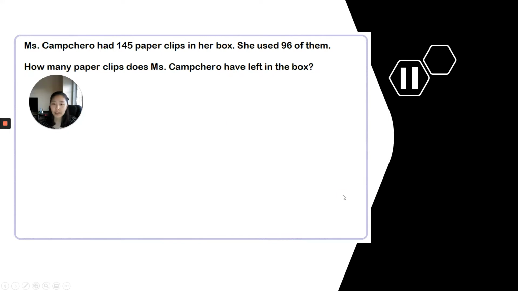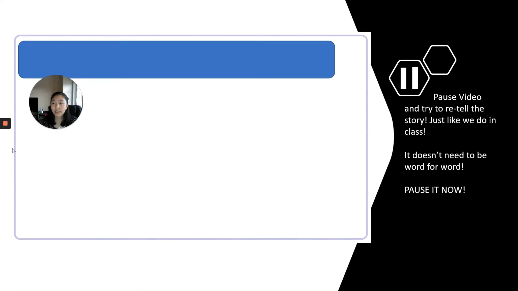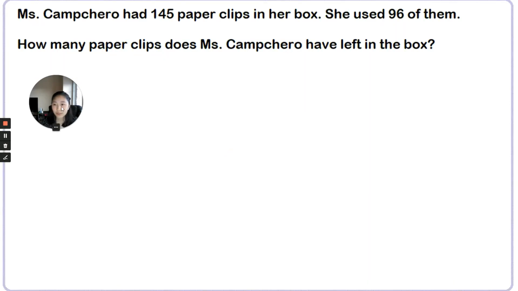So you can make sure that you are reading the problem so that you are able to retell it. And it does not need to be word for word, but it still needs to tell you the same things. You can't be mixing up the numbers, you can't be mixing up the person. It needs to be Miss Camchero with 145 paper clips, and she used 96. And you want to know how many paper clips she has left. So right now we're going to cover the box, and I'm going to press that pause button. So are you. You're going to retell and come back to me. Alright, great job. Let's move right on.